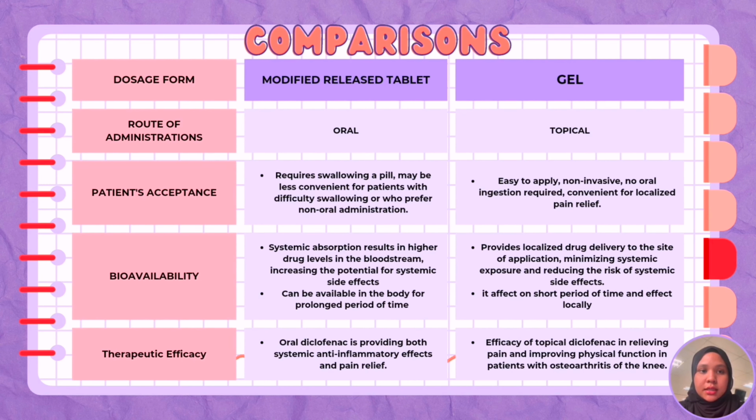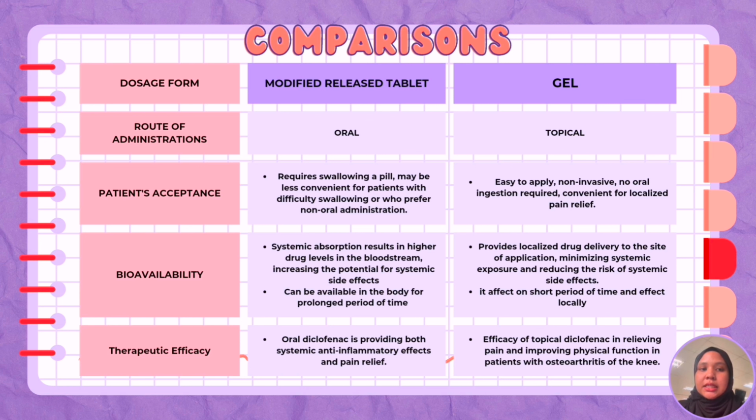Next, for bioavailability, the MR tablet has systemic absorption, resulting in higher drug levels in the bloodstream. It increases the potential for systemic side effects. It can also be available in the body for a long period of time. Meanwhile, the gel provides localized drug delivery to the site of application, minimizing systemic exposure, and it reduces the risk of systemic side effects. It acts for a short period of time and affects locally. For therapeutic efficacy, the modified release tablet provides both systemic anti-inflammatory effect and pain relief. The gel relieves pain and improves physical function in patients with osteoarthritis of the knee.